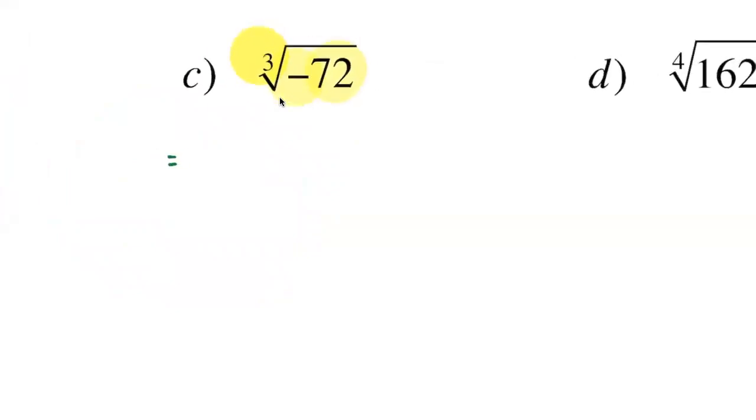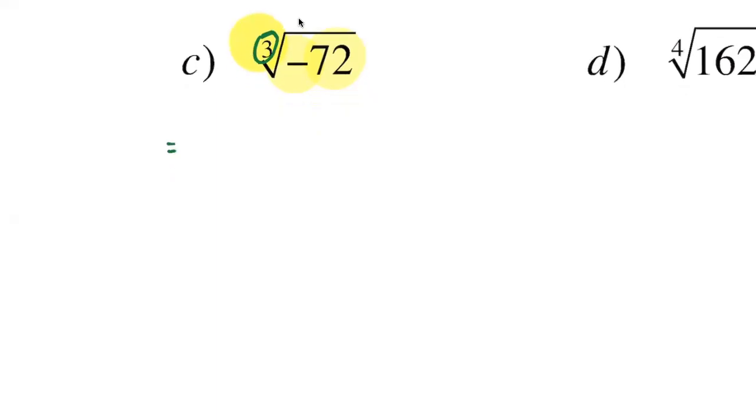Okay, so let's do this. We have negative 72, and it's a cube root. To simplify this cube root, we want to find a perfect cube factor within negative 72. Can someone give me a breakdown of negative 72 such that we can pull out a perfect cube factor from it? 9 times 8. 9 multiplied by 8.